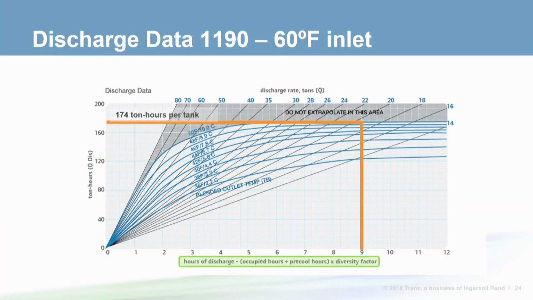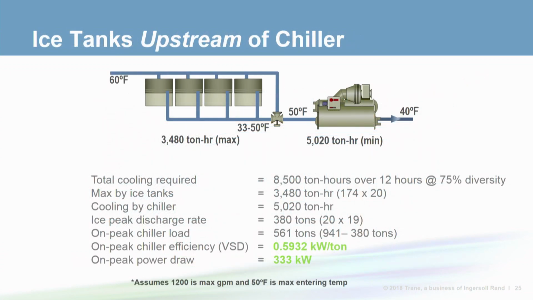Now, let's look at the same example with the tanks installed upstream. In this configuration, the tanks will be cooling 60-degree fluid down to 50. At these conditions, each tank is now capable of providing 174 ton-hours at a discharge rate of 19 tons per tank. This configuration allows the tanks to receive the warmest entering fluid temperature and operate at a higher leaving fluid temperature. And this results in increased storage capacity.